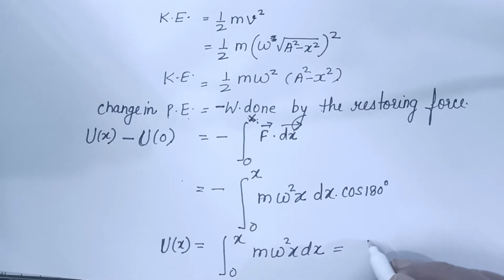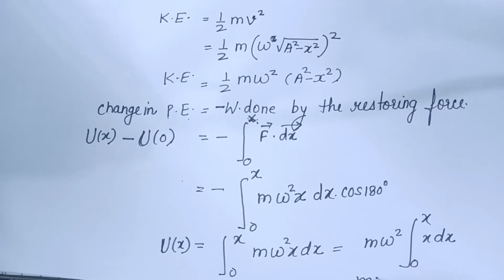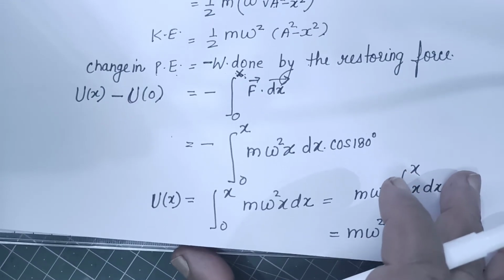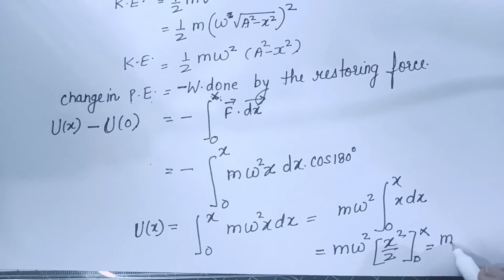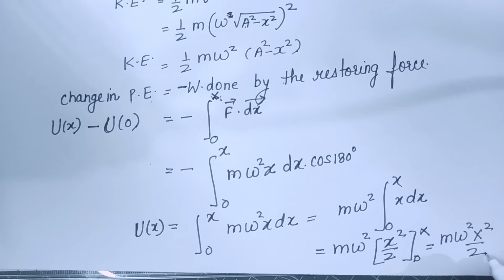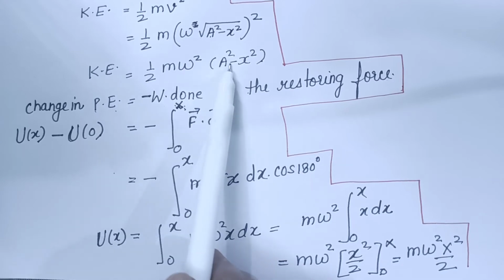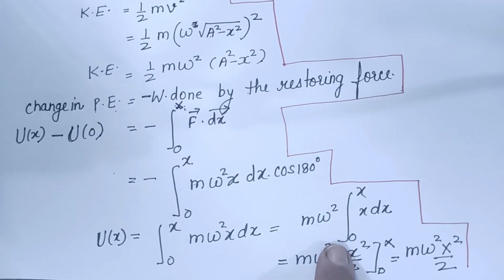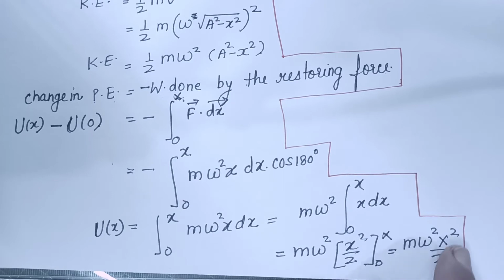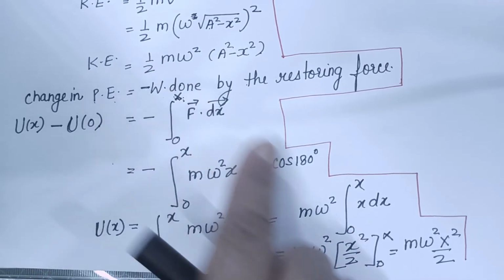Now solve it. m omega square can be taken out of the integration, so integral 0 to x of x dx can be written as x square by 2, and we substitute the value 0 as the lower limit and any general position x as the upper limit. So this is m omega square x square by 2. Now check out, we have kinetic energy as half m omega square times a square minus x square, where x is the displacement of the particle from the mean position, and we have potential energy as m omega square x square by 2, where again x is the position of the particle from the mean position. So total energy of the particle will be the addition of kinetic energy and potential energy.